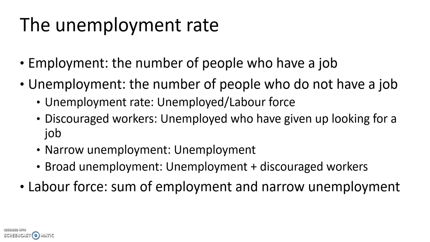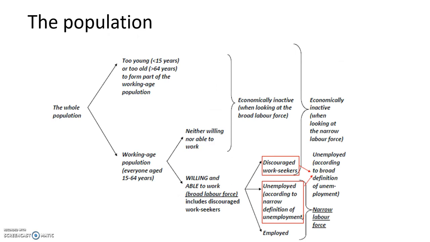The narrow unemployment, also known as strict or official unemployment, only takes into account those who are unemployed. So it excludes discouraged workers, whereas an unemployment definition that includes discouraged workers is known as broad unemployment. Labor force is the sum of employment and narrow unemployment. So basically employed plus unemployed. The slide shows an outline of the population.